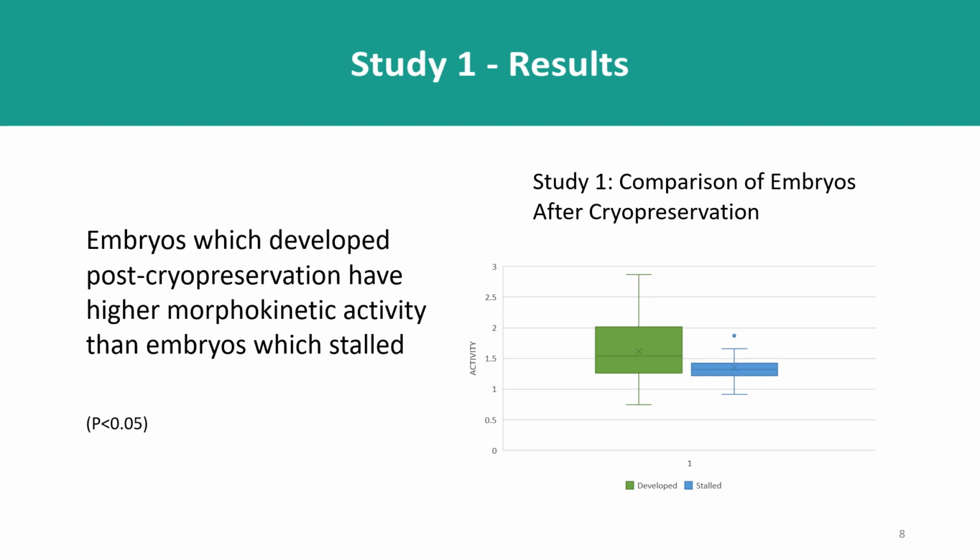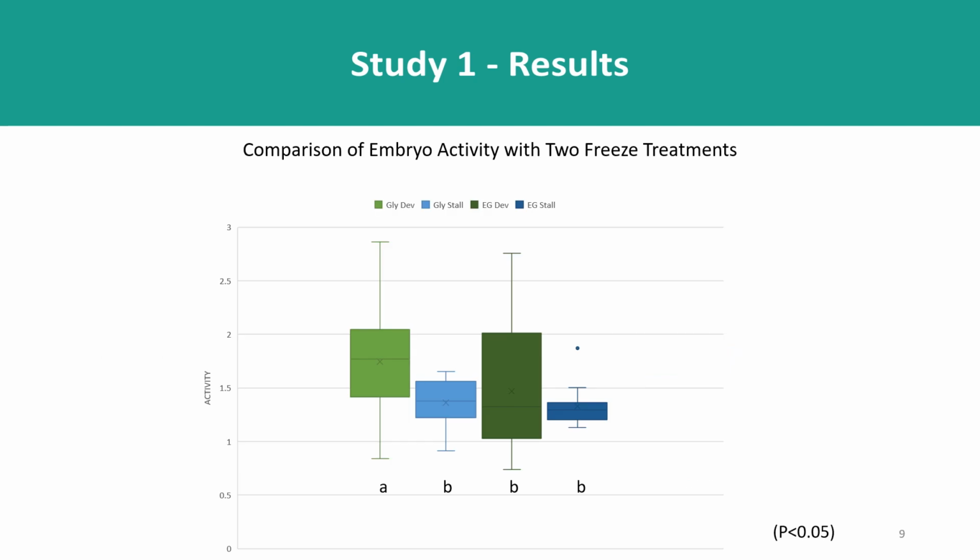Results show that embryos which advanced in development, here in the green box, had higher morphokinetic activity than embryos which stalled in development. Embryos frozen in glycerol which continued to develop demonstrated the highest morphokinetic activity post-cryopreservation. In both freezing methods, glycerol and ethylene glycol, the embryos which developed had higher activity levels than those embryos which stalled in each freezing method.